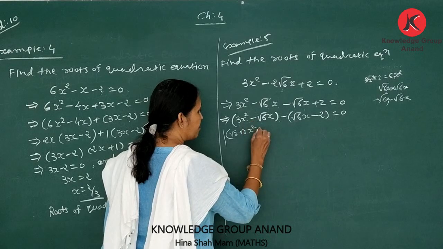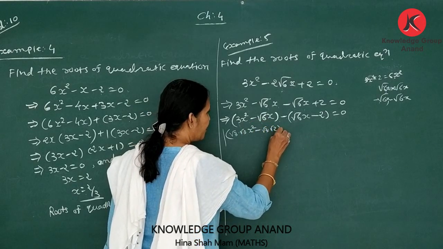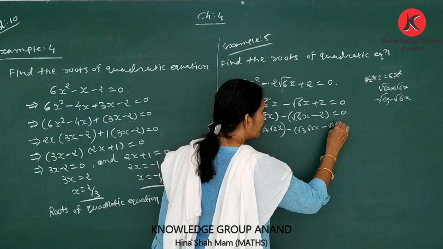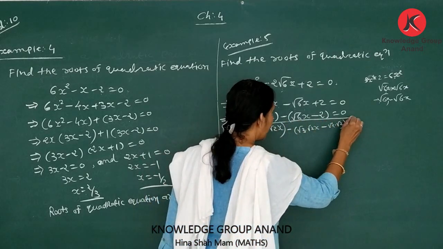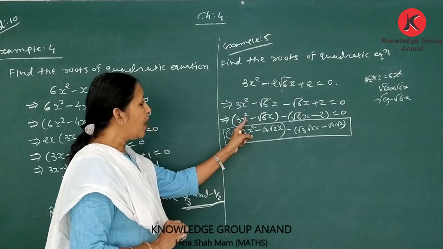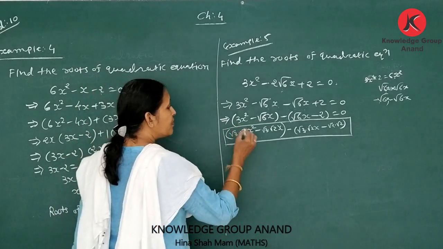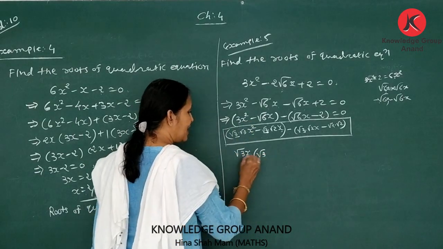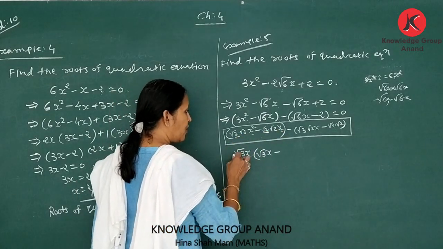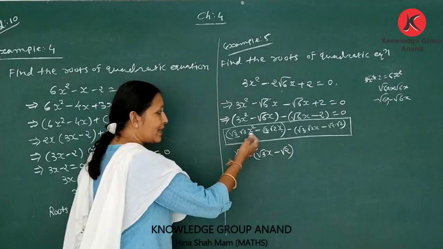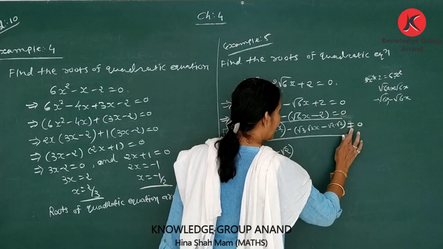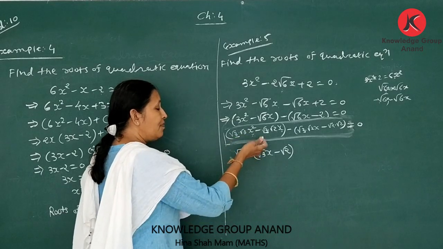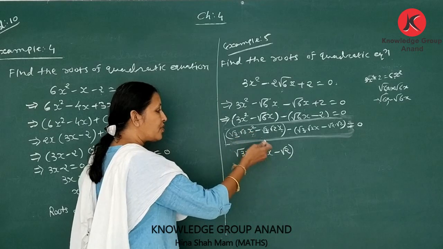For your understanding: the term -√6x is -√3·√2x, and 2 is √2 times √2. In the first term the common factor is √3x, so we write √3x(√3x - √2). Writing this is not wrong, I write it for understanding; once you know it, you can write directly. √3x is common, and the remaining terms are (√3x - √2).